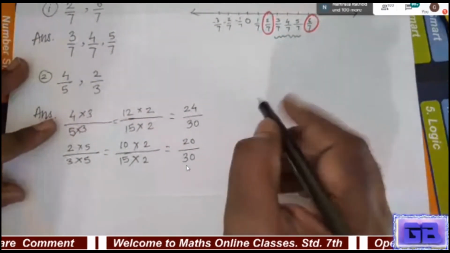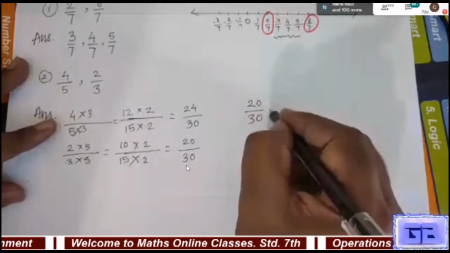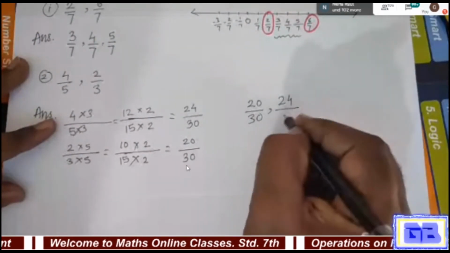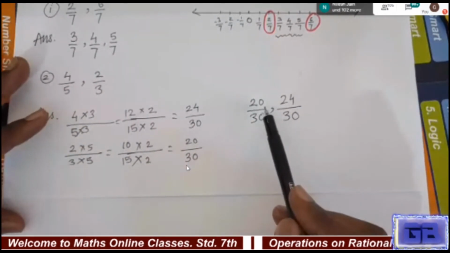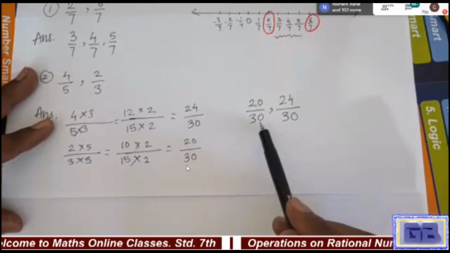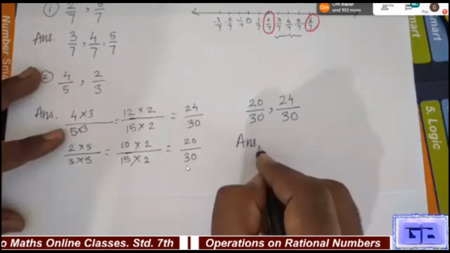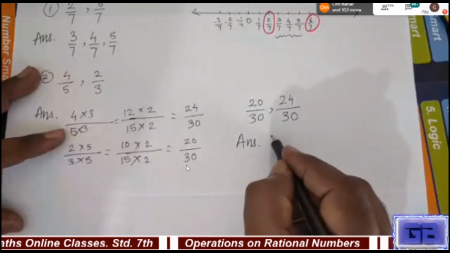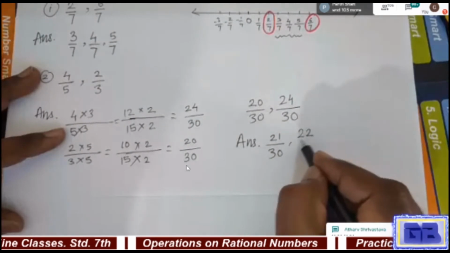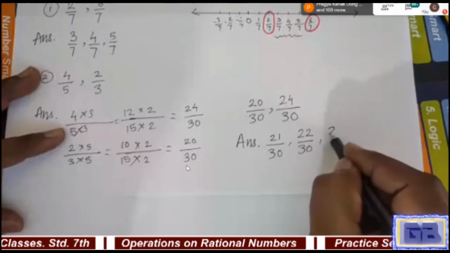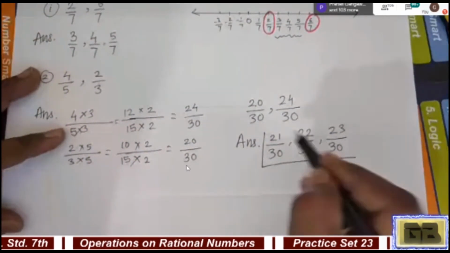Now we will take this fraction first. 20 by 30 comma 24 by 30. Now you can tell me the answer easily. In between 20 by 30 and 24 by 30, which are the rational numbers? 21 by 30, then 22 by 30 and 23 by 30. Yes, these are the correct answers.